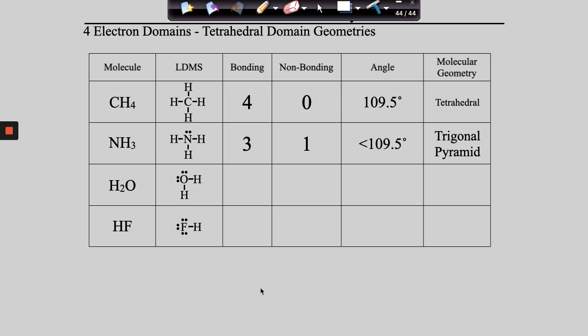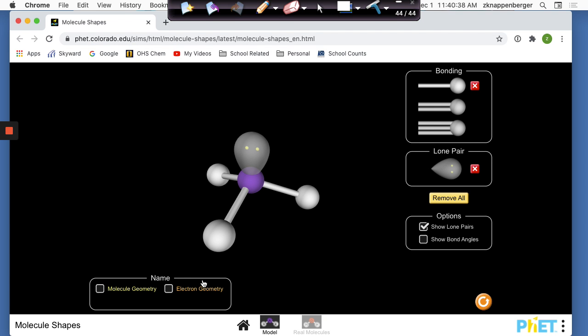Okay, so let's continue on then. Getting this idea that just because a molecule has 4 domains doesn't mean that it's always a tetrahedral structure as a molecule, let's take a look at water. Again, how many bonding domains in water? Of course, there's 2. How many non-bonding domains in water? Also 2. So then the question becomes, what does this look like?